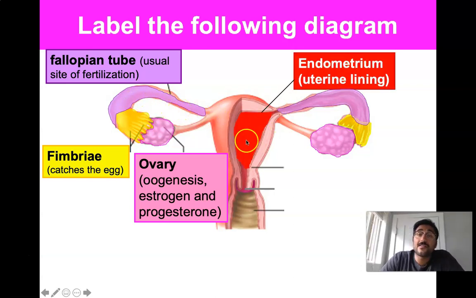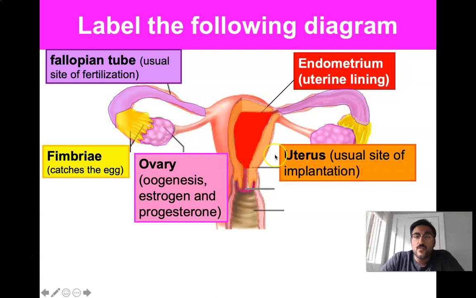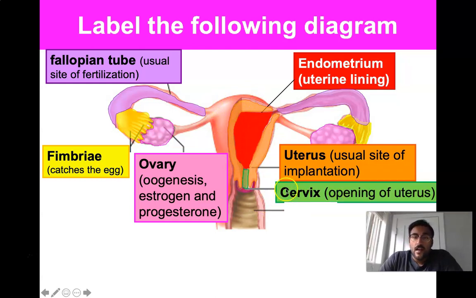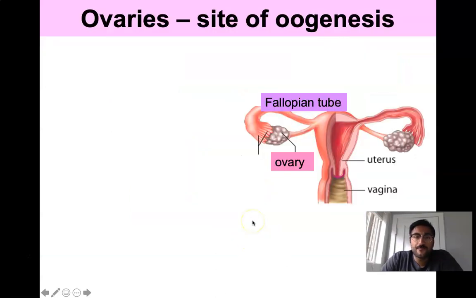The endometrium is one of the layers of the uterus wall, or the lining of the uterus wall. The uterus itself is usually the site of implantation. So fertilization, sperm actually entering the egg, is going to typically happen in the fallopian tube. But then that fertilized egg, if successfully fertilized, is going to travel to the uterus and implant on the wall of the uterus. The cervix is the opening of the uterus, and the vagina is the birth canal.